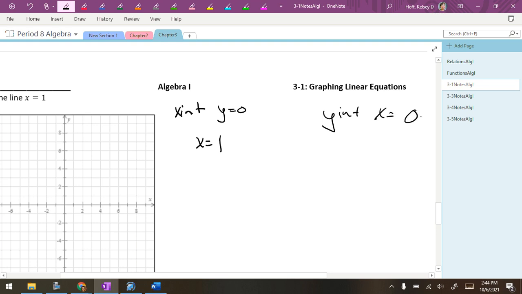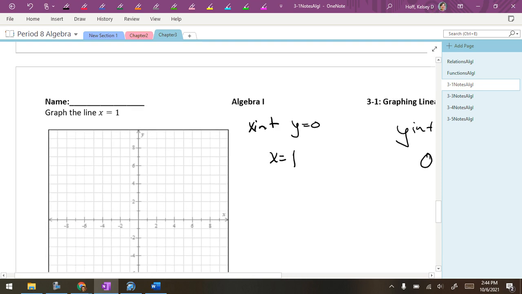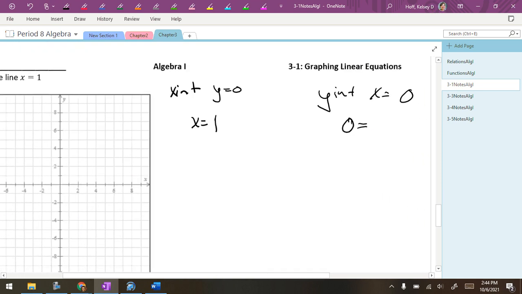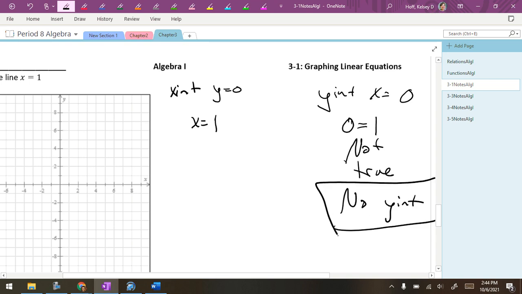So take your equation, plug in 0 for x. What do you have? Where did a y come from? 0 equals 1. Does 0 equal 1? No. This is not true. That means there is no y-intercept. There is no y-intercept because, first off, there's no y in the equation. How do I graph a line without a y-intercept?